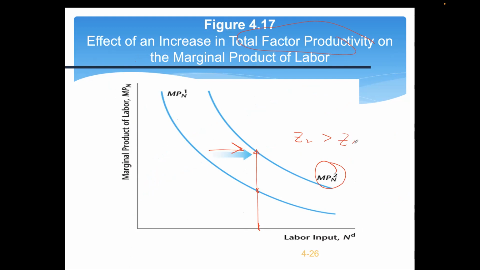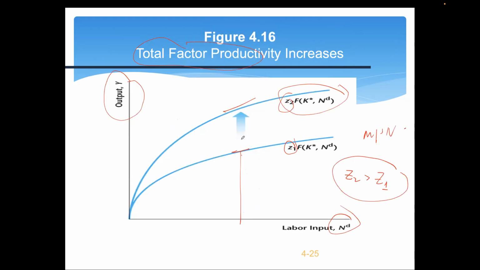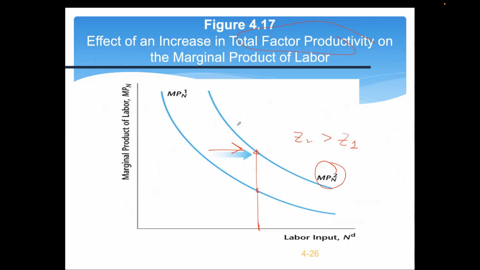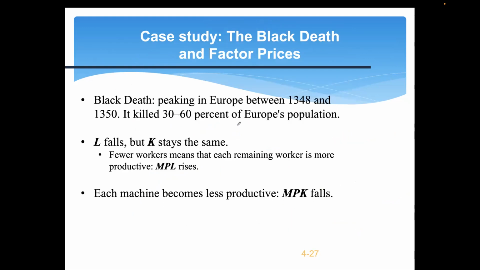Z2 is greater than Z1, right? Let's go back. Which essentially means, given the labor, the marginal product of labor is going to increase. The curve is going to be steeper. It's very intuitive because for each worker, they have a better way to produce. They're more efficient. They can produce more. The curve shifts right or increases.